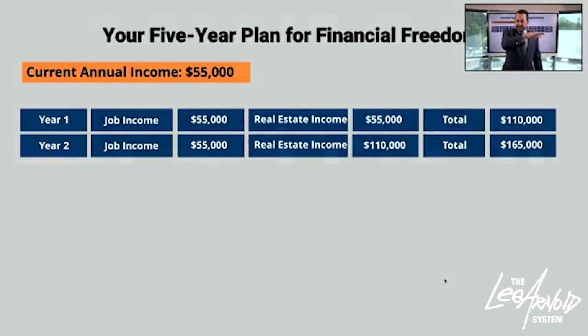We made $55,000 from our job, but we made another $110,000 from flipping real estate, which means we've now made $165,000 in the ancillary income column.